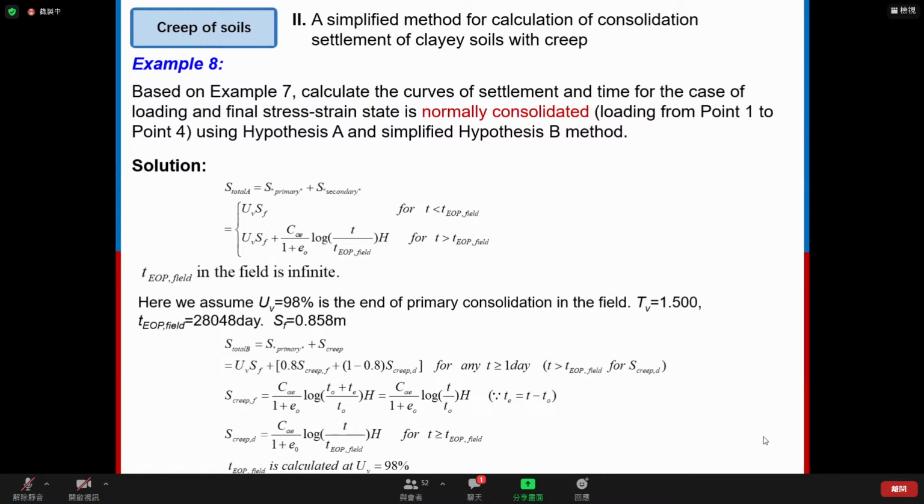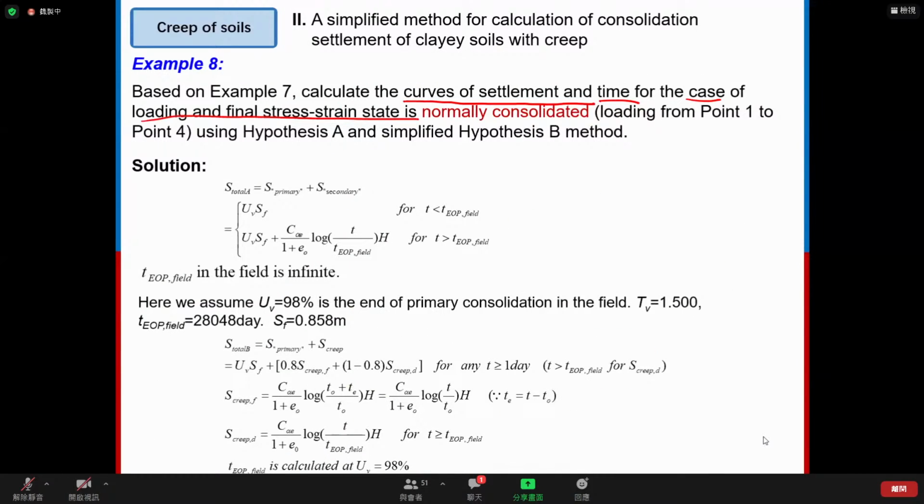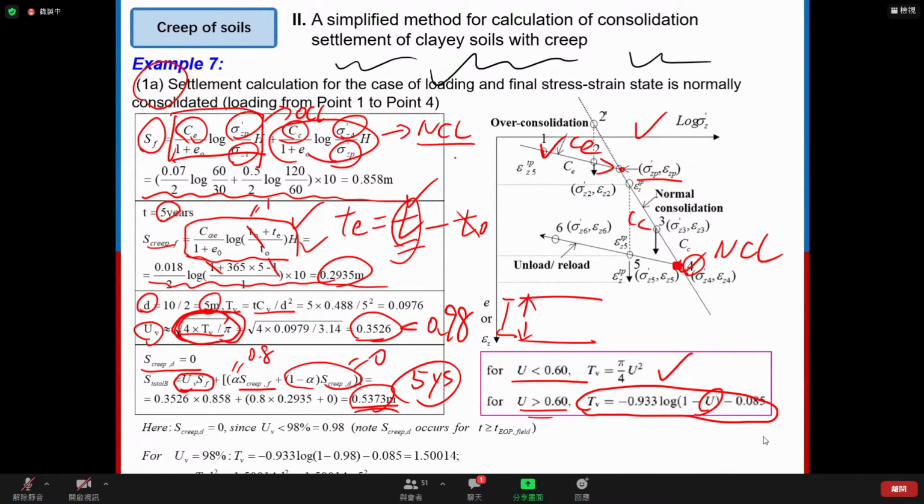And for example 8, calculate the curves for the settlement and the time for the case of loading and final strength state. You can refer to the Excel file I uploaded in the Blackboard. The only difference is a repetition, just a repetition of this case, 0.1 to 0.64. Just a repetition of all the procedure here for different time points.